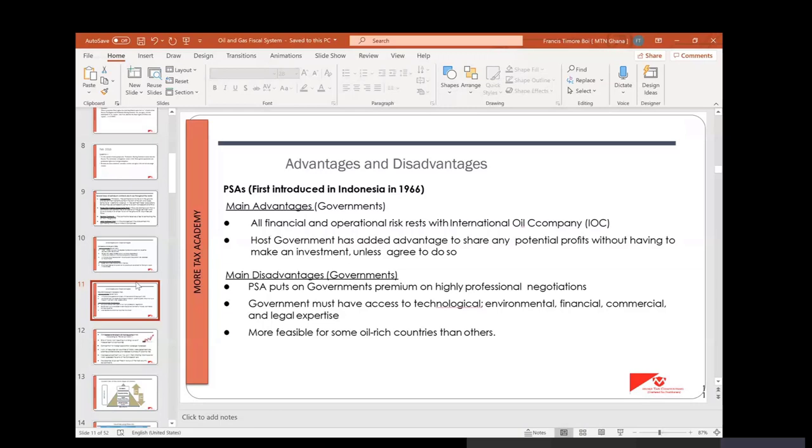The main advantage is that the PSA puts a government premium on high professional negotiations. So you negotiate, but government must have access to technology before, because if you don't have the technology, the expertise and the resources, they would rather want to do the royalty slash tax regime. And then when you give them the agreement or the concession, they only pay royalties and then leave you out.